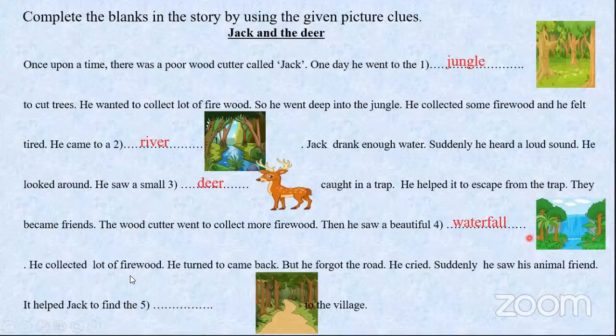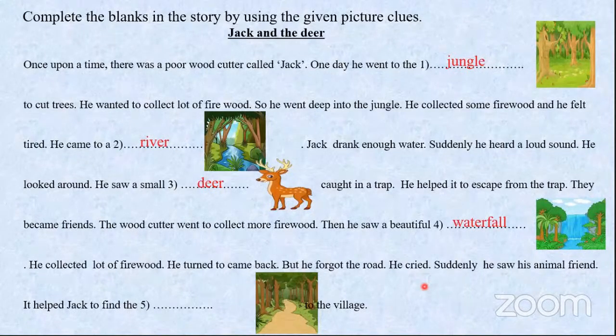He collected a lot of firewood. එයා ගොඩාක් දර එකතු කරගත්තා. He turned to come back. එයා නැවත එන්න හැරුණා, right? But he forgot the road or missed the road. නමුත් එයාට පාර හොයාගන්න බැරි වුණා, right? He cried. එයා ඇඬුවා because now he's in the jungle. He wants to go home.